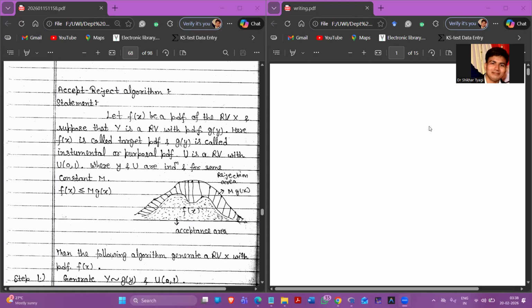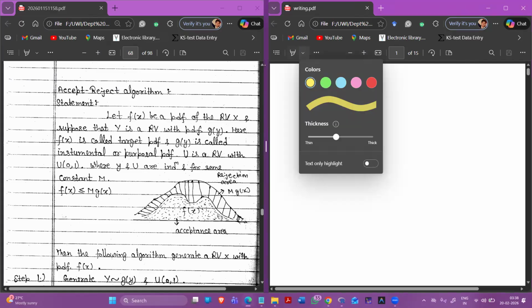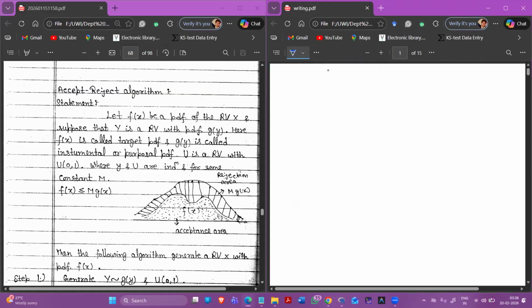So basically the concept of the accept-reject method is, if you have any random variable X that follows any distribution f_X, and you want to generate random numbers from the PDF f_X for your given random variable X. For that we studied one method, that was the inverse CDF method, right?